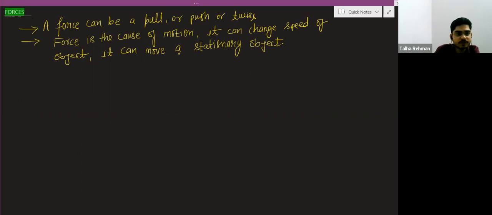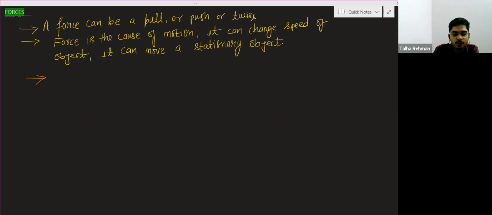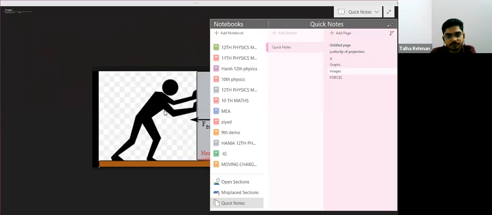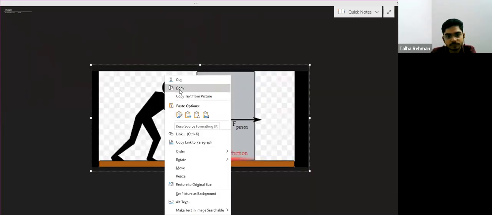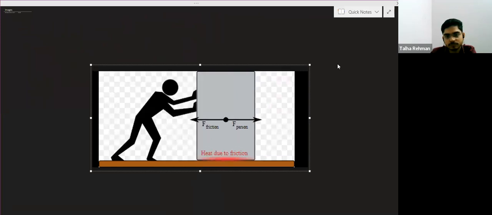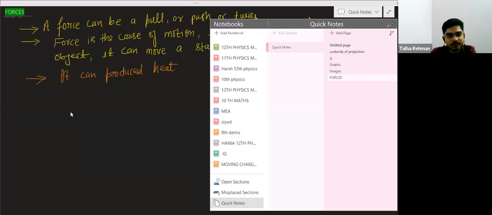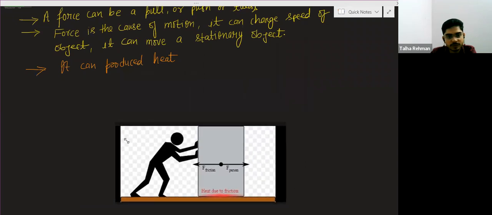There is one more point. It can produce heat, meaning force can produce heat. So we can take this picture and paste it here. It is shown here.